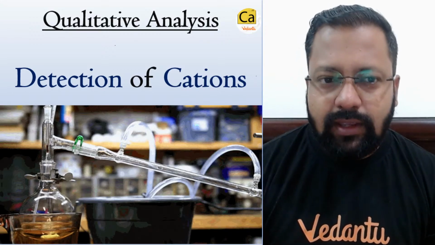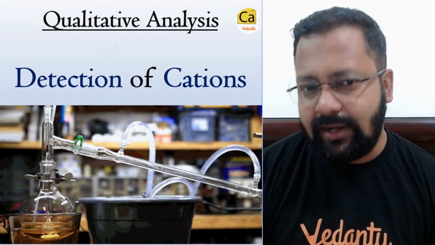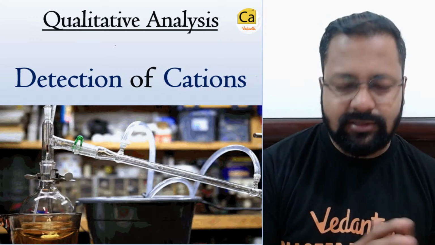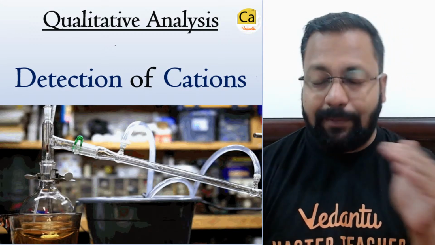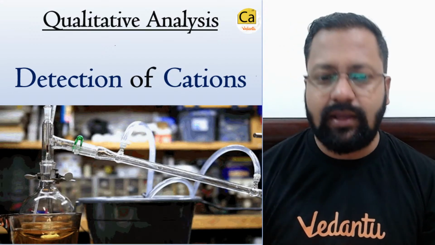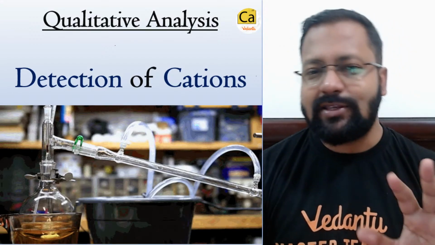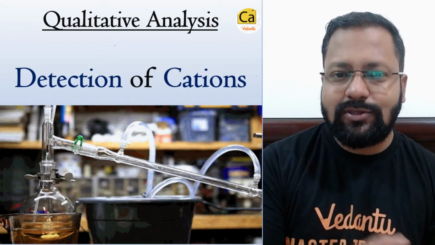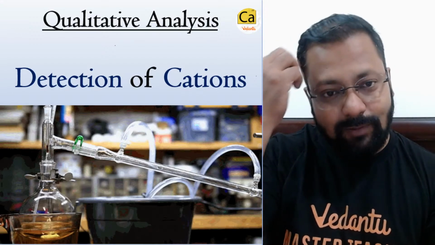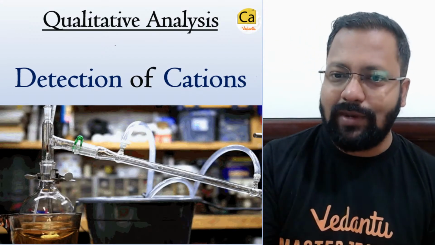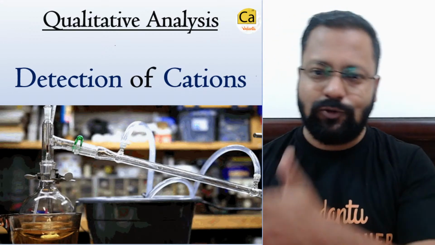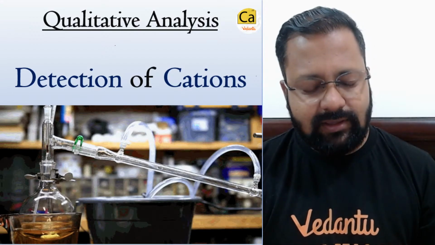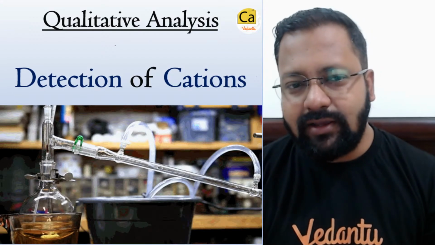What we are doing right now is qualitative analysis of cations, and until now we have done the dry tests. This chapter being very important, we are doing it very systematically, and this is also known as systematic analysis. We call it systematic analysis because everything is to be done very systematically. You cannot just jump the ship from one point to another. You cannot study something today and do something else tomorrow. There is no connectivity between them.